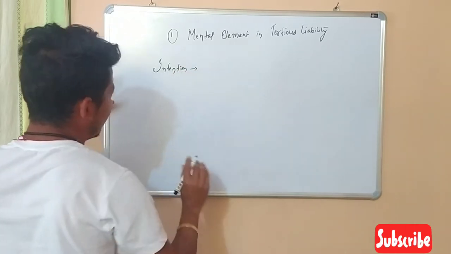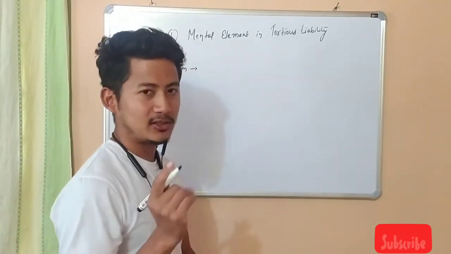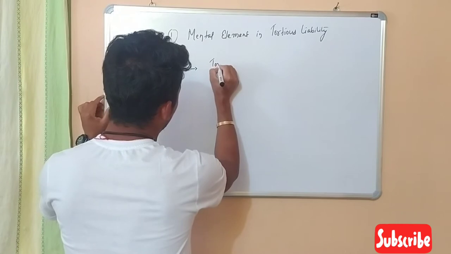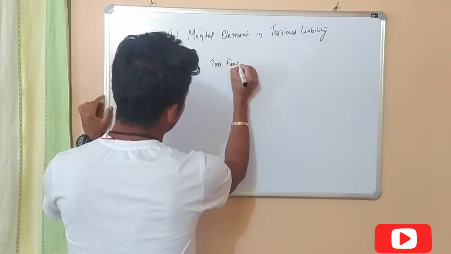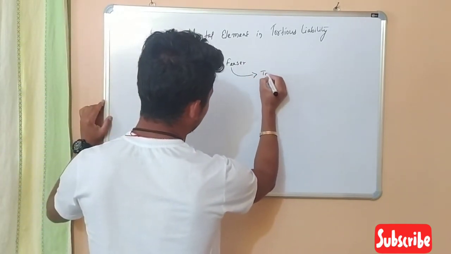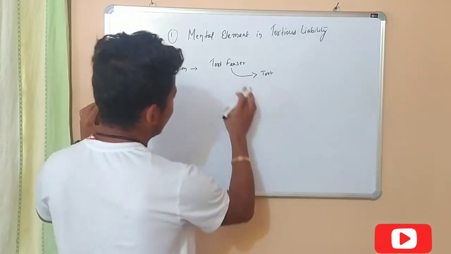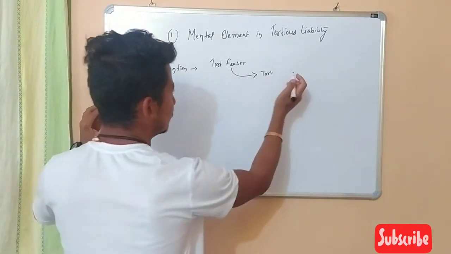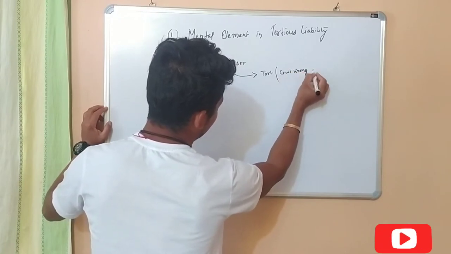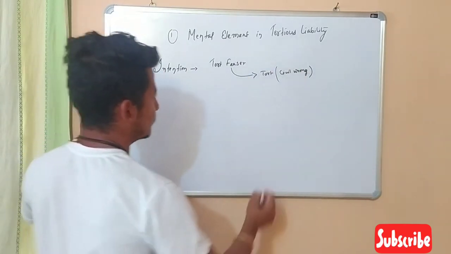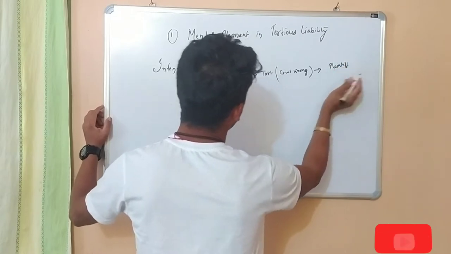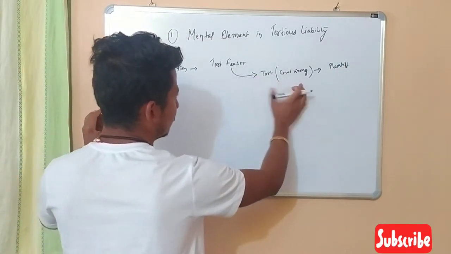Suppose a person commits a tort. That person is called the tortfeasor. Tort is a civil wrong, as we discussed yesterday, and it is a violation of the legal right of a particular person, the plaintiff. So the tortfeasor commits the tort against the plaintiff.